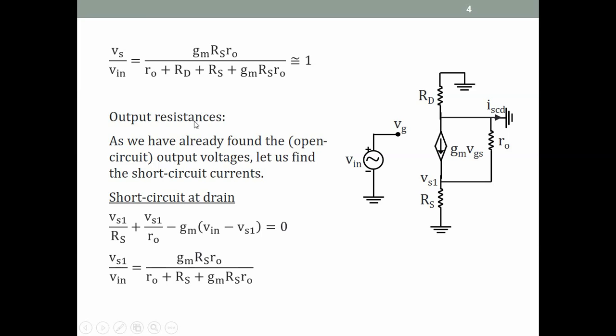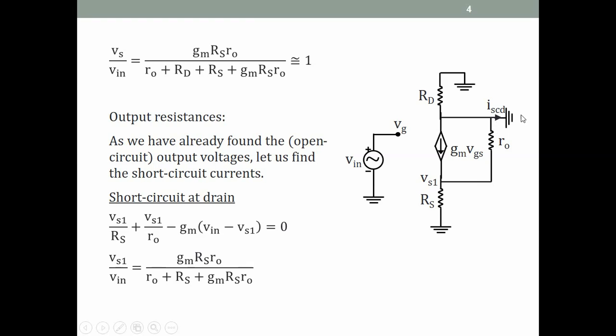Alright, let's find the output resistances. We found the voltages at the source node and at the drain node. So let us find the short circuit currents at the drain and the source, and we'll find the output resistance as the open circuit voltage divided by the short circuit current. So at the drain, we short the drain to ground and find that current.